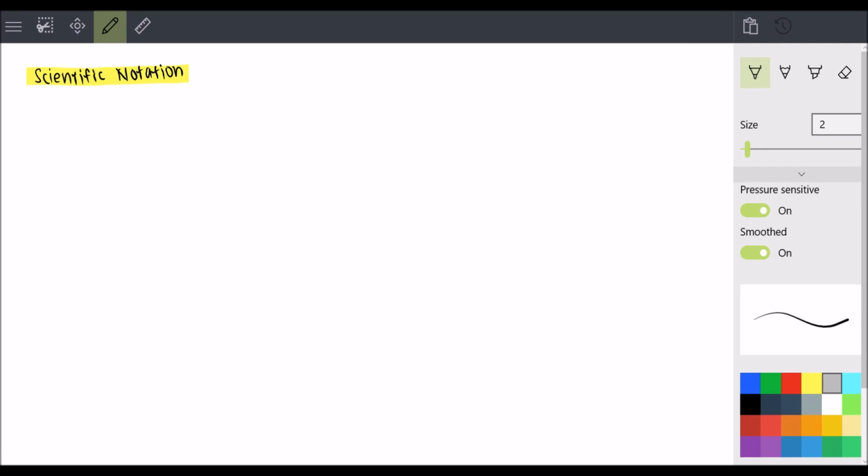Today we're going to talk about scientific notation. Basically, scientific notation is a standard way of writing either very large or very small numbers so that they're easier to compare, to manipulate, and to use in calculations in general math.